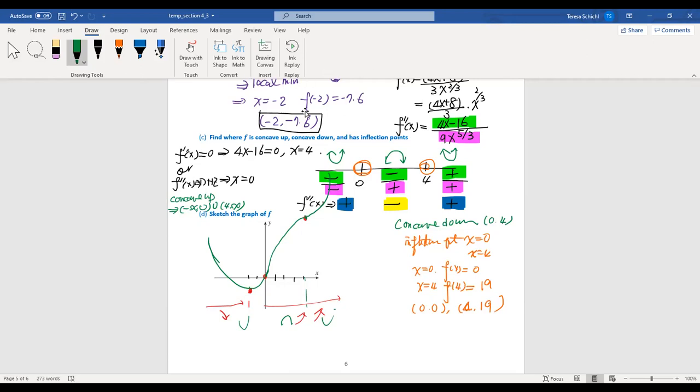All right, that's it. This will be a very useful section that will help you start to graph your functions and know the shape of your function.